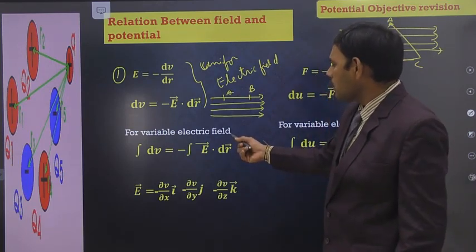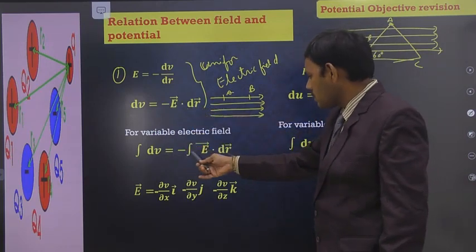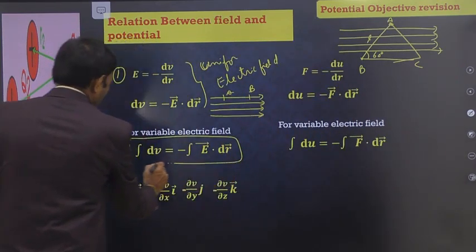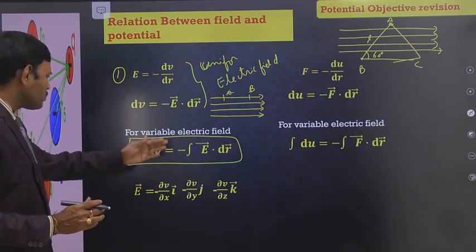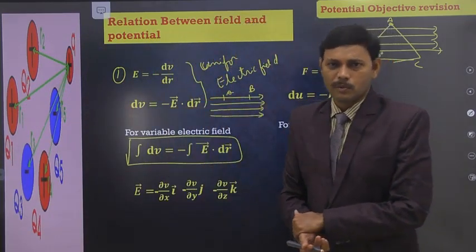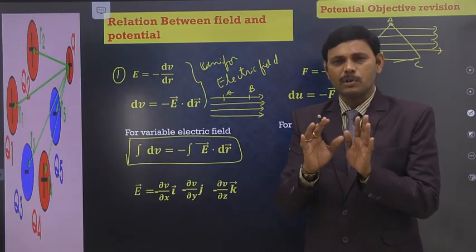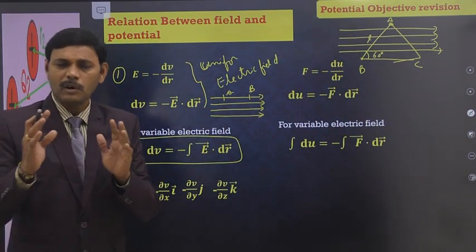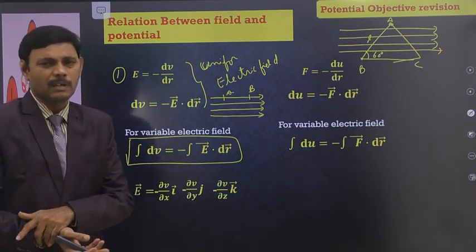In such case of variable electric fields, take integration on both sides. Then integral dV is equal to minus integral E bar dot dr bar. This is also very interesting, very important relation. This is very much useful to find out potential due to charge distributed bodies. We have charge distributed bodies like hollow sphere and solid sphere. Uniformly charge distributed solid sphere, uniformly charge distributed hollow spheres are there. In recent years, number of problems were given on this concept.